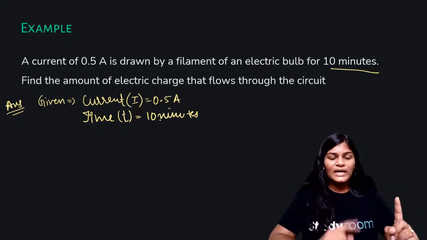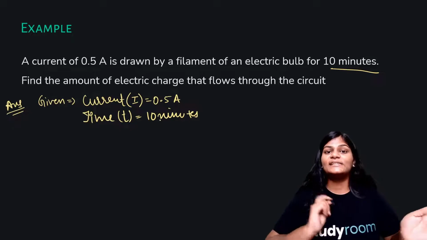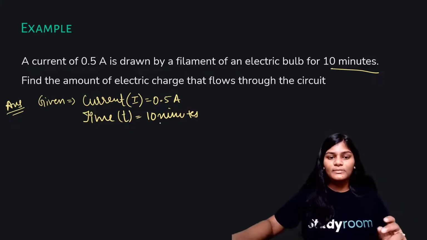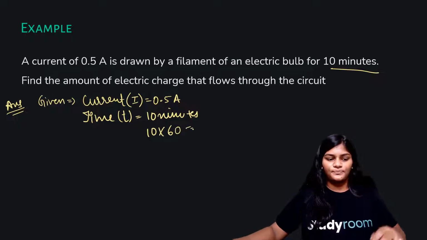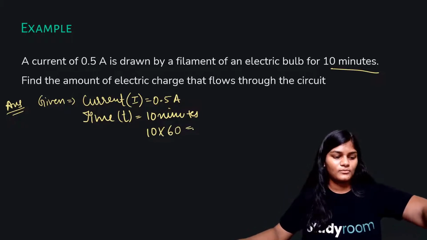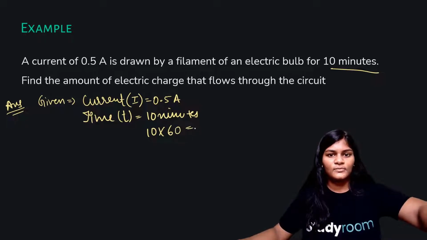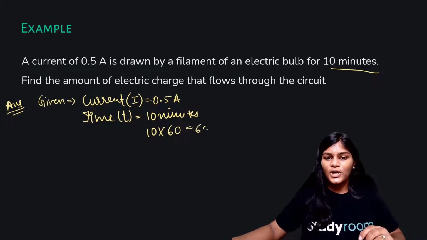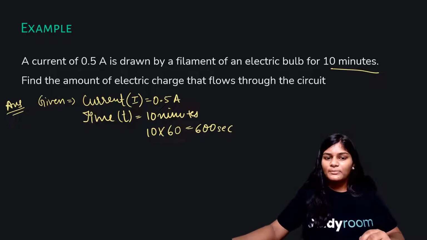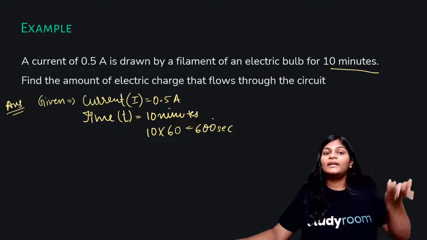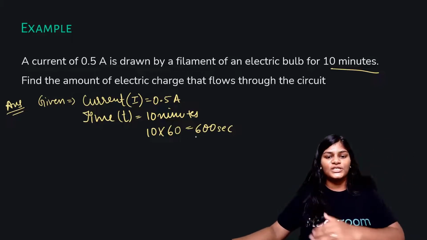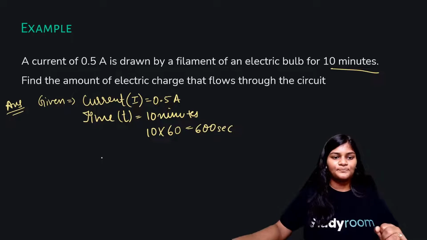So 1 minute has how many seconds? It has 60 seconds. So 10 minutes basically has 10 into 60 seconds. And 10 into 60 is what? 600. Okay. 1 minute has 60 seconds. That means 1 into 60. And 10 minutes has 10 into 60 or 600 seconds.